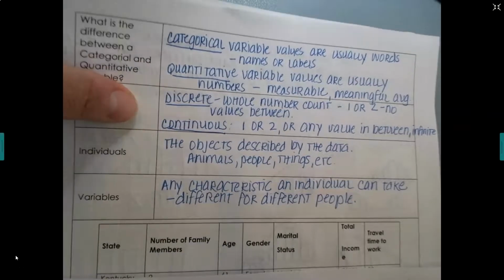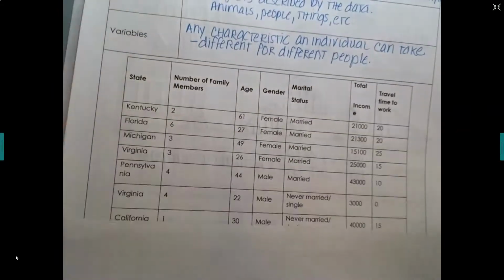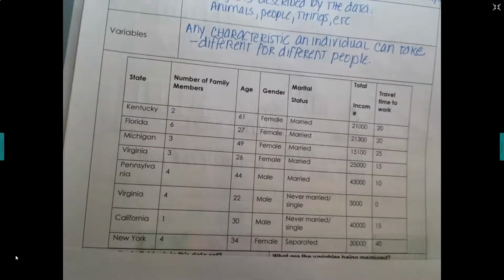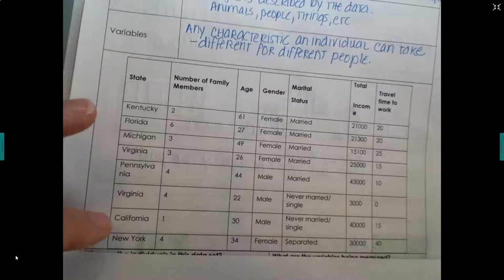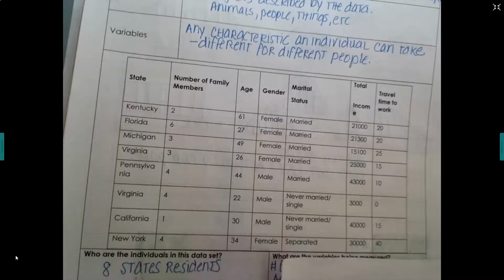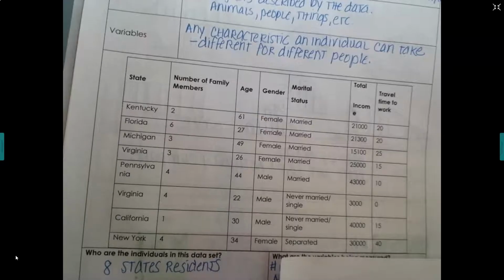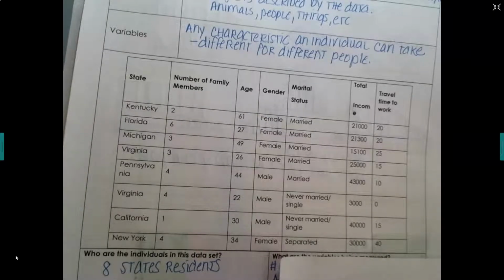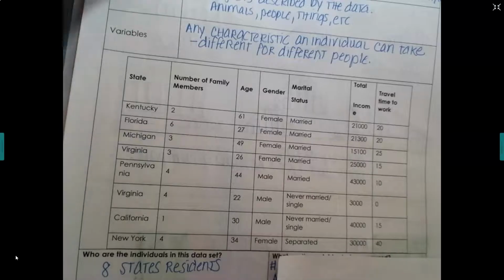So here is a practice problem to guess what are the individuals and what are the variables. Usually there's more of a setup, a little bit more of a story. But in looking at this, the individuals, I see states, but I don't think it's talking about individual states because then they start talking about family members and age and gender. So really the individuals are 8 state residents. There's 8 people from 8 different states. Okay.